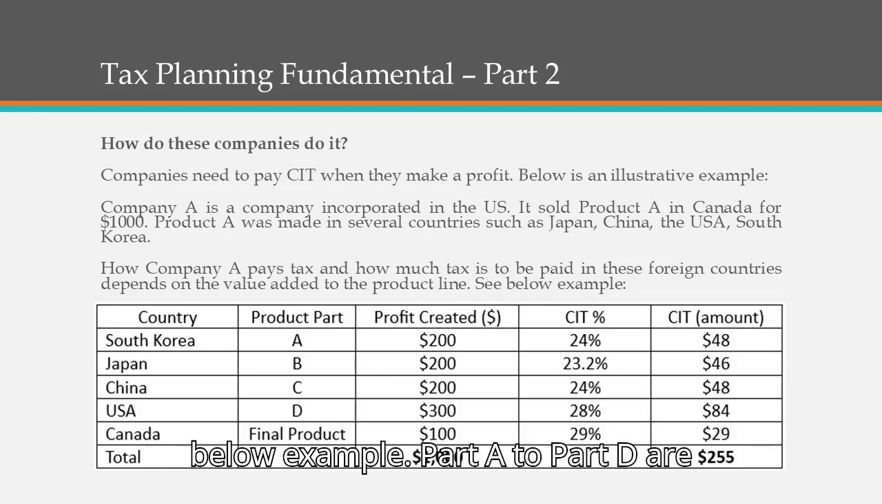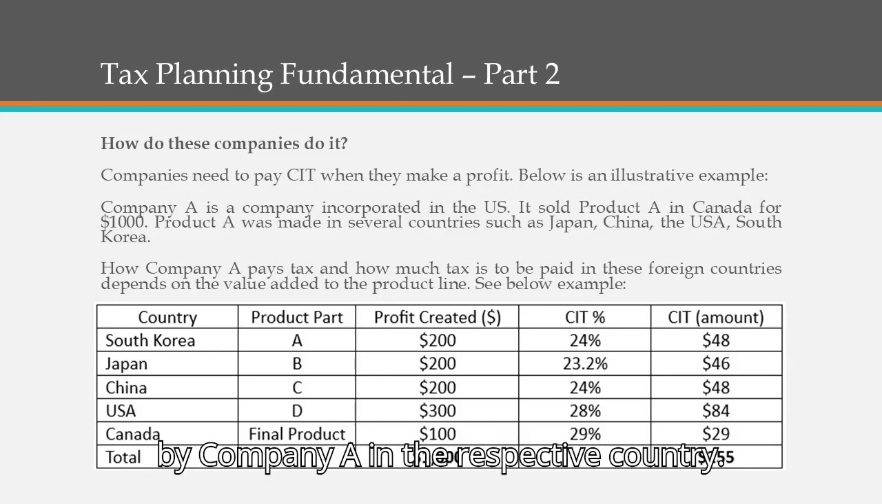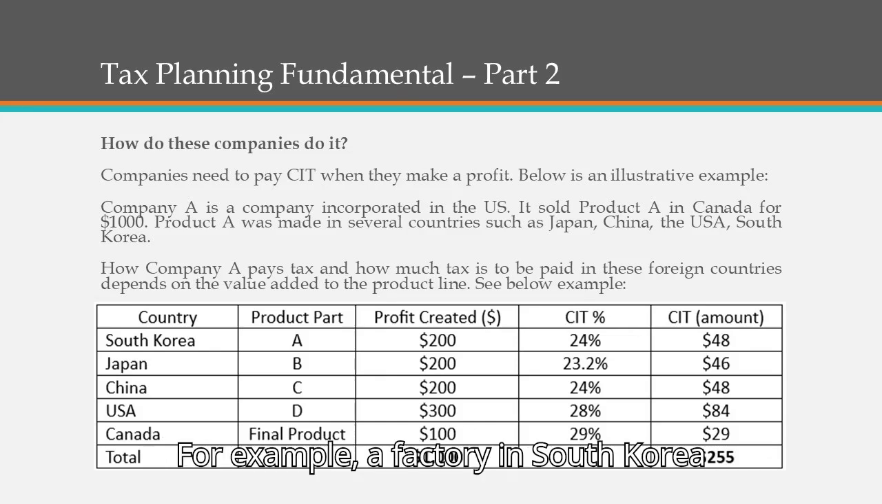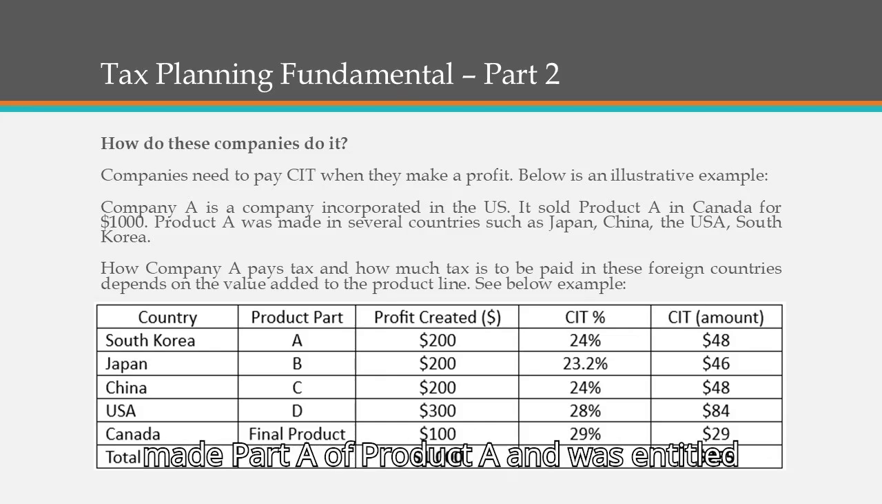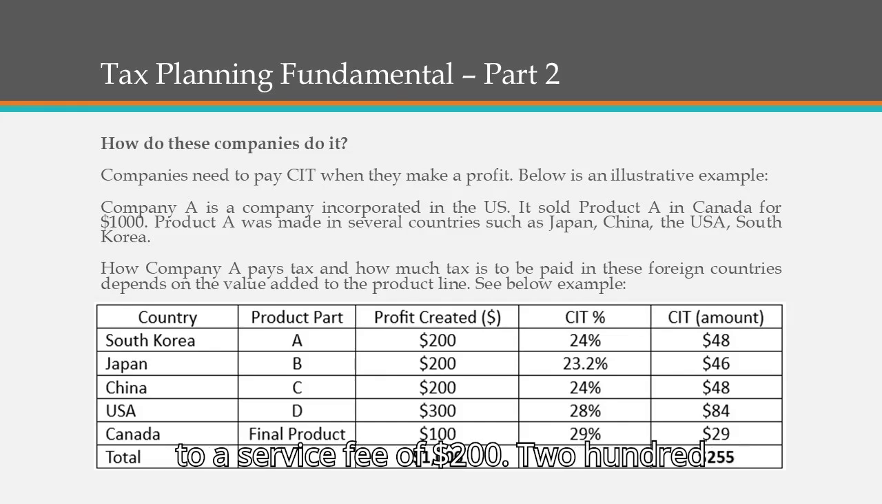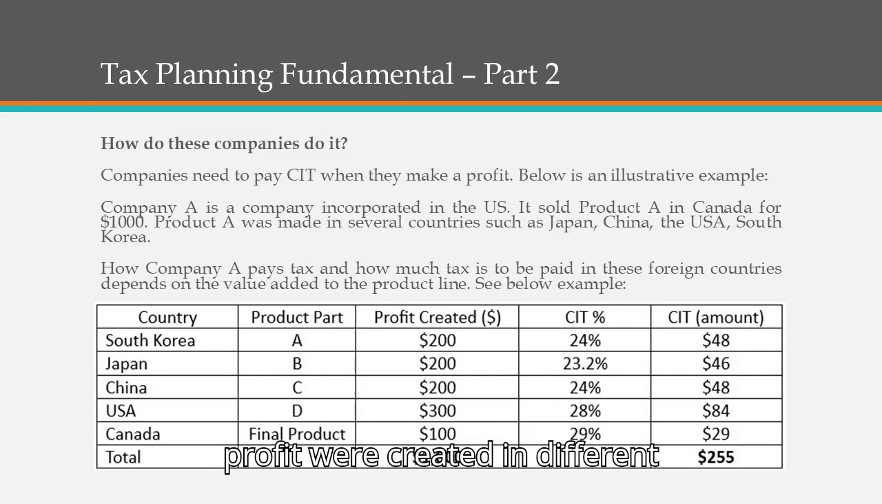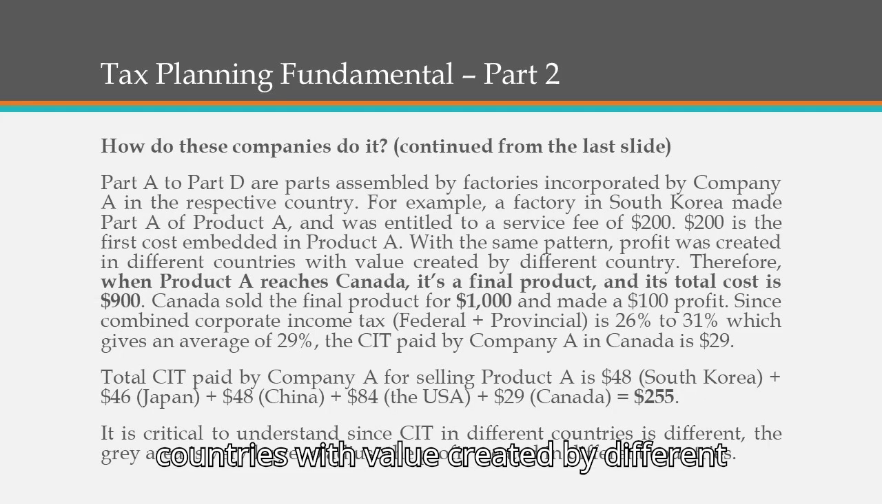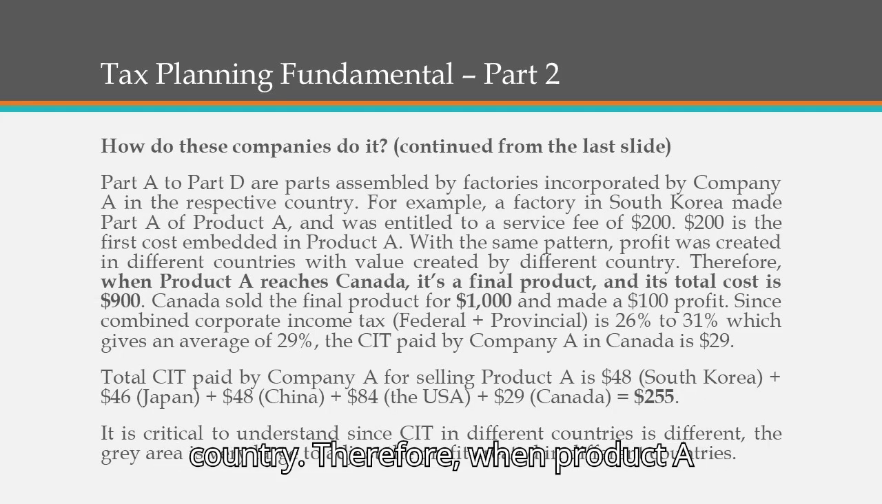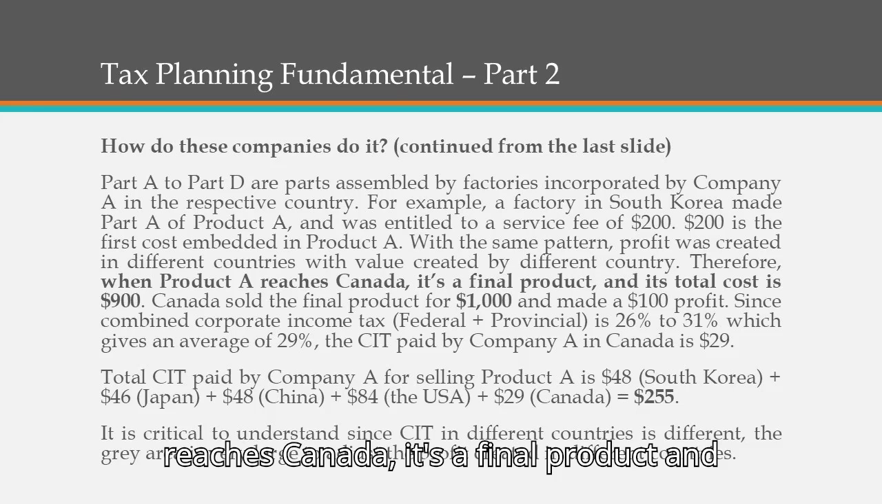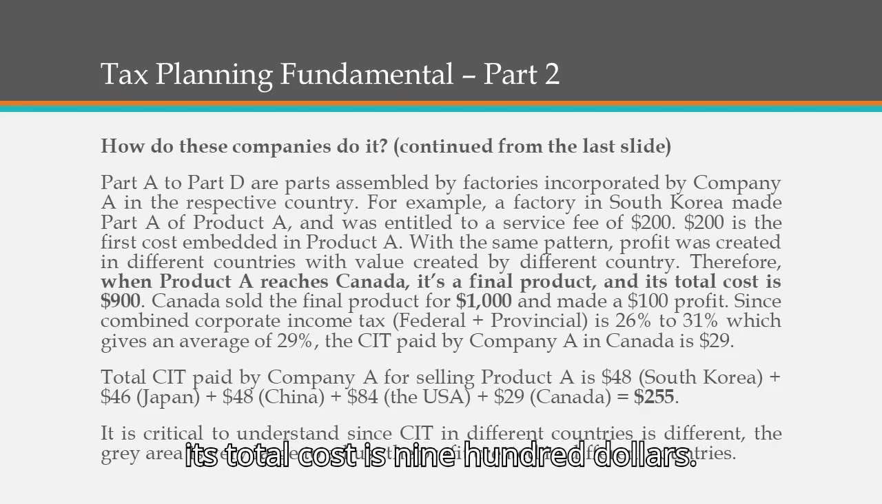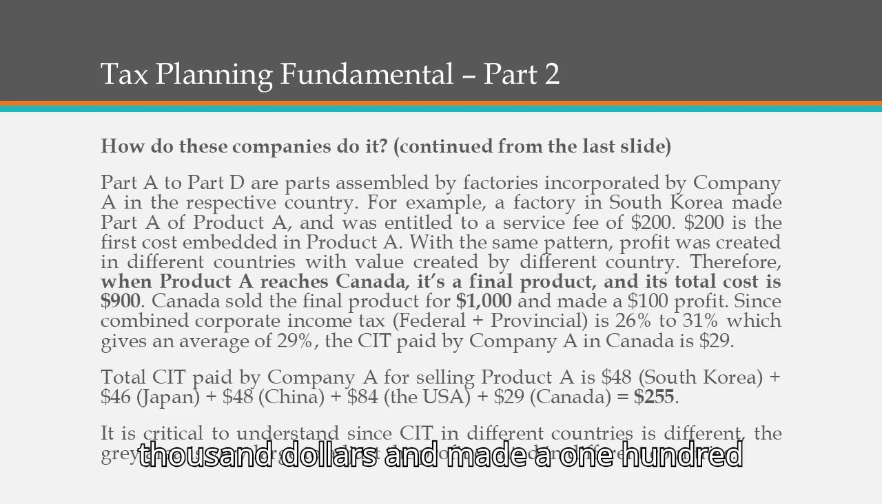See the example below. Part A to Part D are parts assembled by factories incorporated by Company A in the respective countries. For example, a factory in South Korea made Part A of Product A and was entitled to a service fee of $200. $200 is the first cost embedded in Product A. With the same pattern, profits were created in different countries with value created by each country. Therefore, when Product A reaches Canada, it is a final product, and its total cost is $900. Canada sold the final product for $1,000 and made a $100 profit.